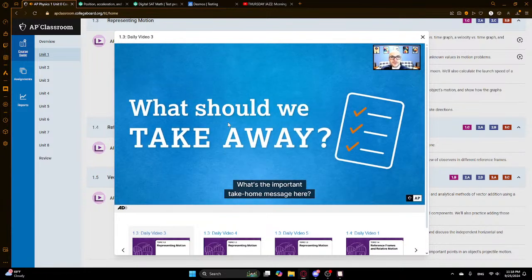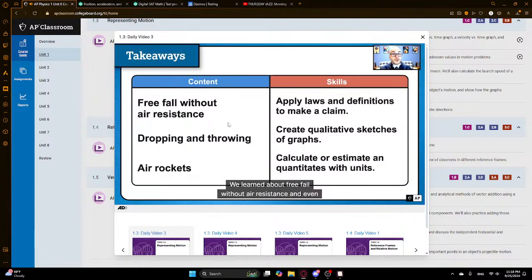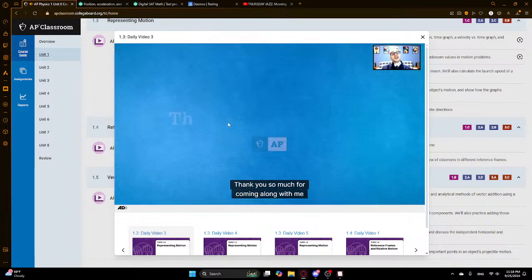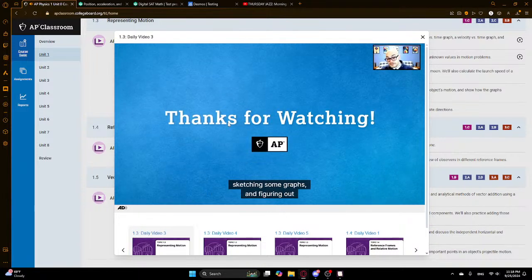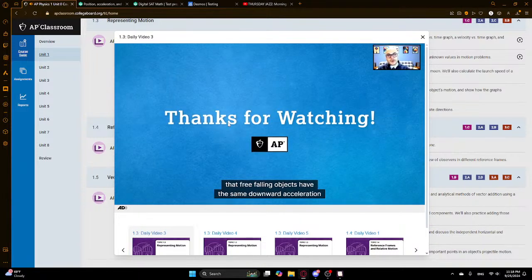All right, what should we take away? What's the important take-home message here? We learned about free fall without air resistance and even some free-falling tissue paper where there was air resistance. We looked at dropped objects versus thrown objects and even did the math for some vertically launched projectiles. Thank you so much for coming along with me and hopefully working some of those practice problems, sketching some graphs, and figuring out that free-falling objects have the same downward acceleration.